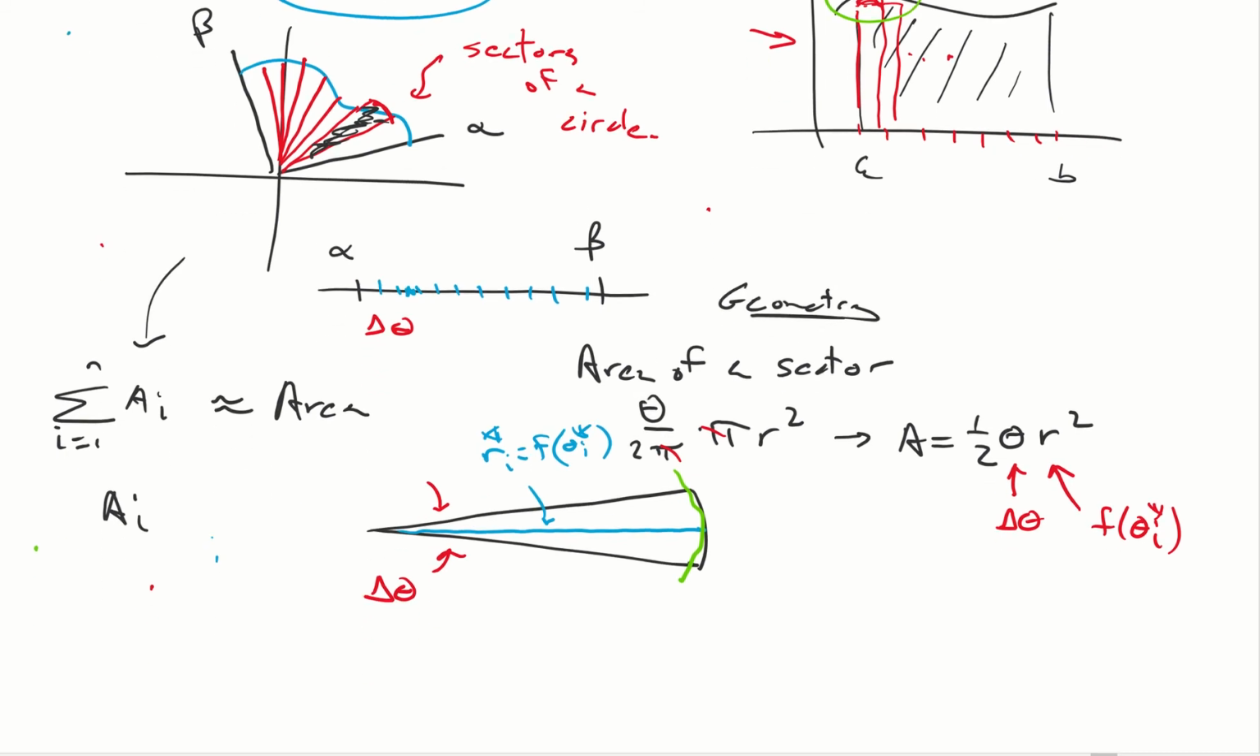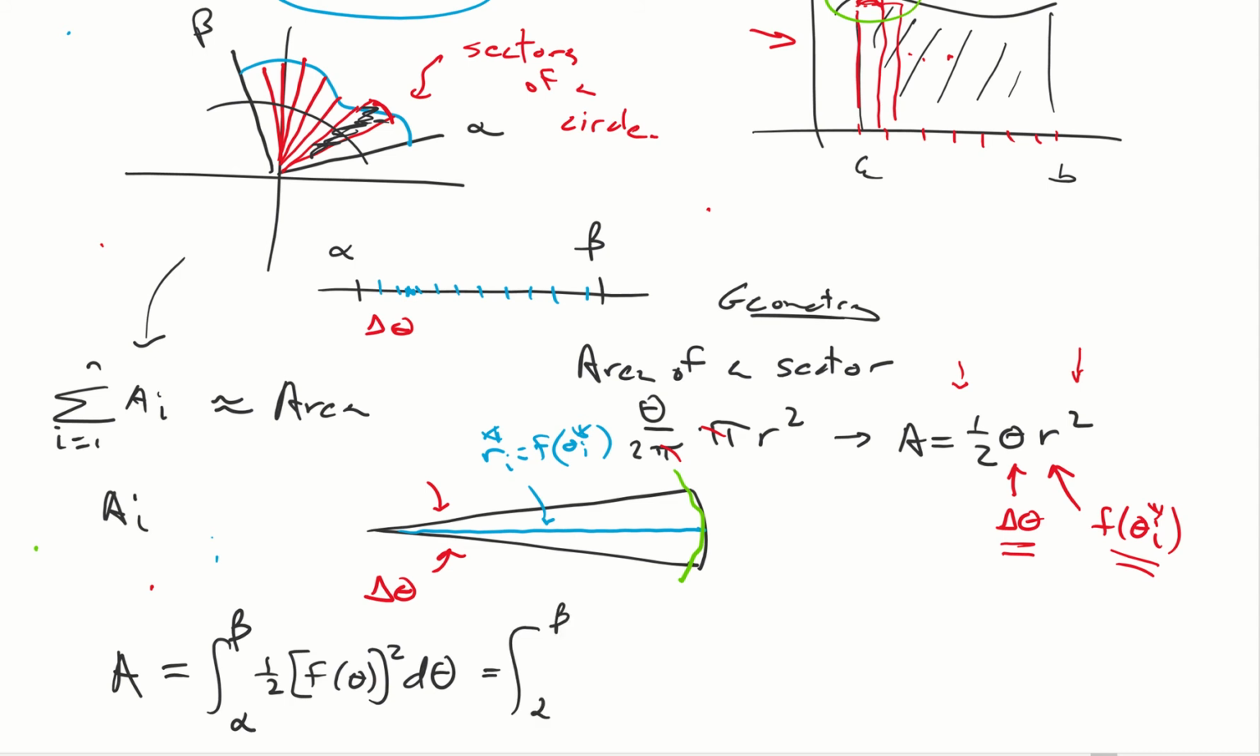Okay, and I'm going to cut to the chase now. You ready? So when you plug these in, you've got a delta theta, of course, and you've got the function, but it's being squared, and then you have this multiplier 1/2. So here we go. The area function is going to be the integral from alpha to beta of 1/2 f of theta squared d theta, or you can write it as the integral from alpha to beta of 1/2 r squared d theta if you wish. Okay, and that's it.